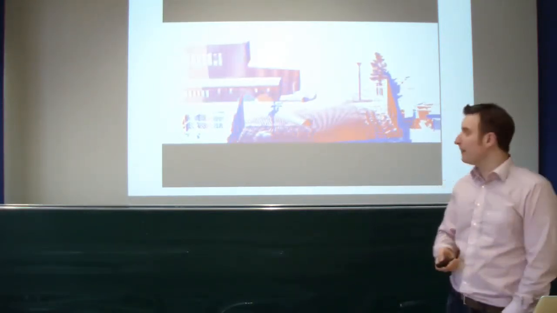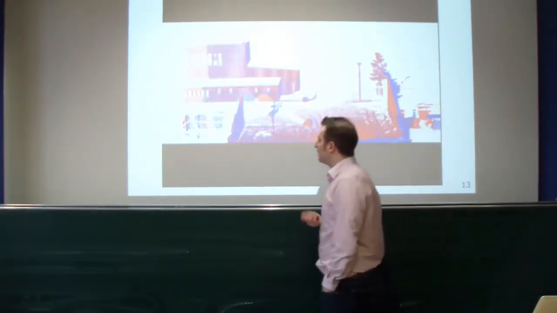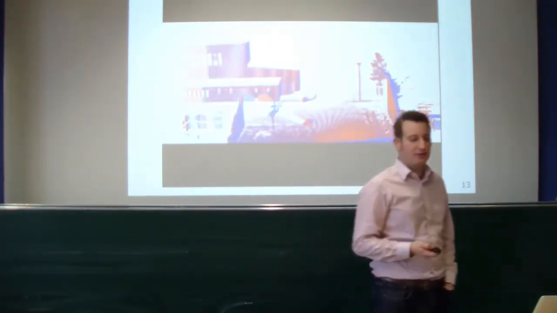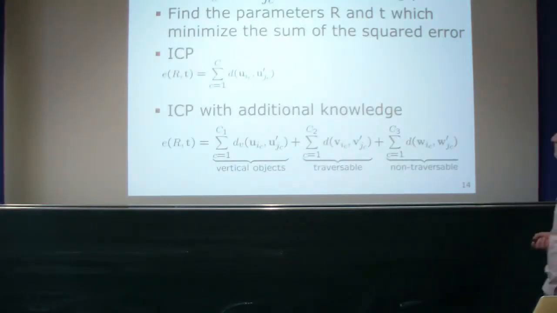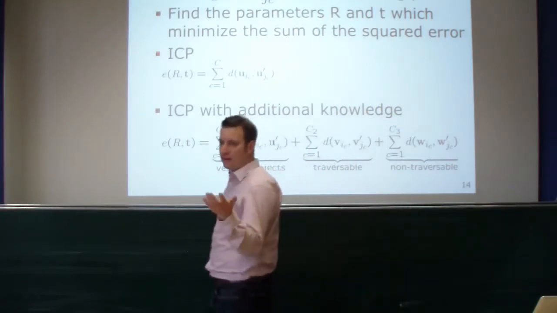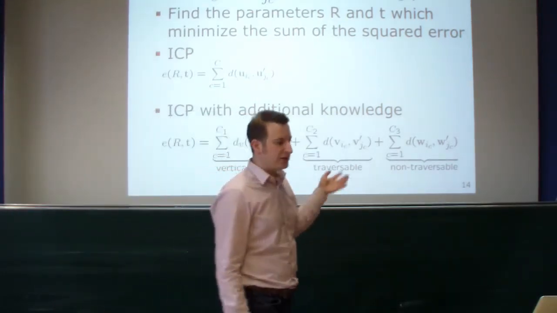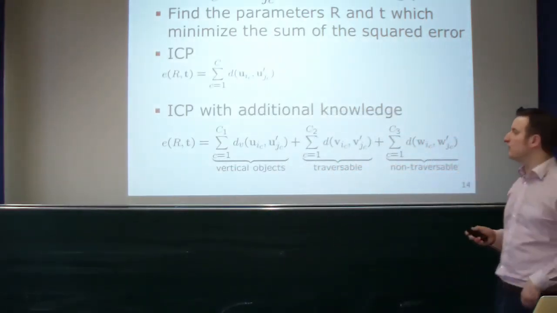One way to address this and make this approach more robust is to add some background knowledge about what kind of structure you are observing. And one thing that you anyway typically do with a mobile robot is estimate traversable areas in your local environment if you want to drive, non-traversable areas, and potentially other vertical structures like walls you may need for your navigation task.